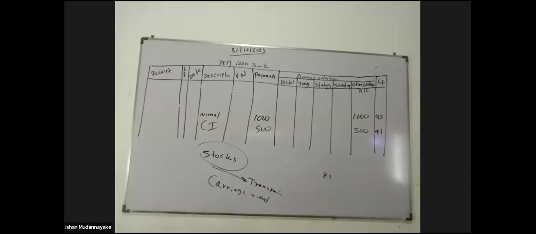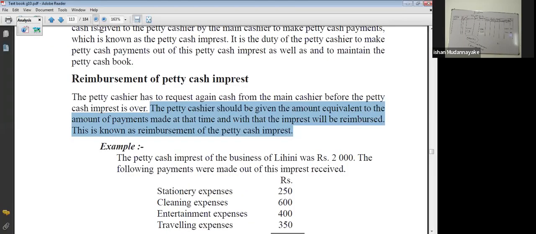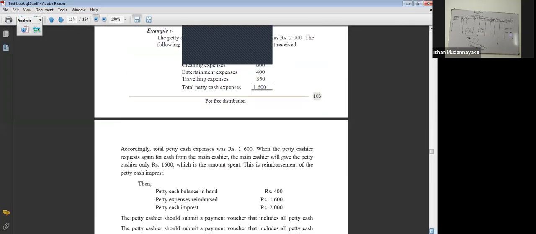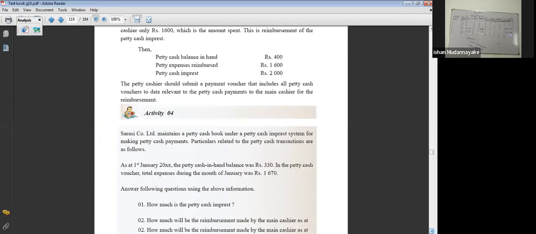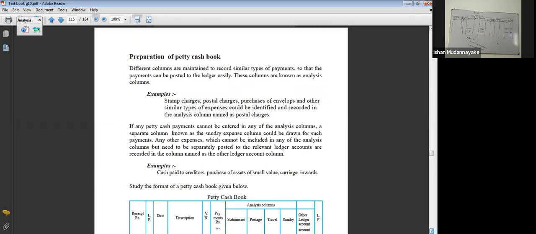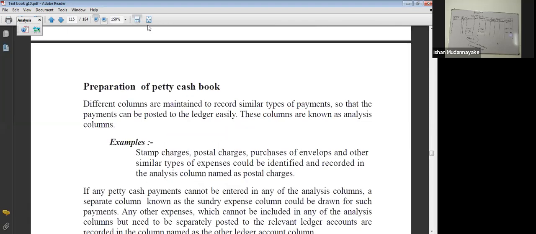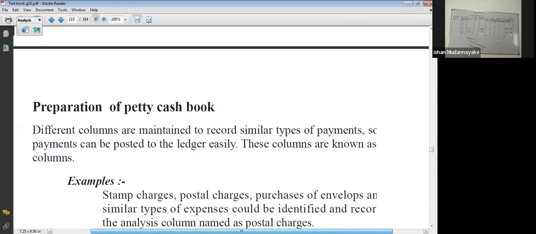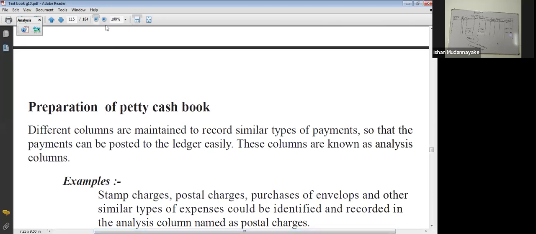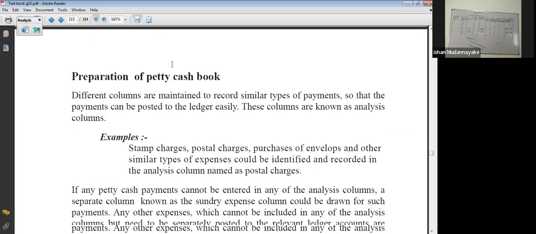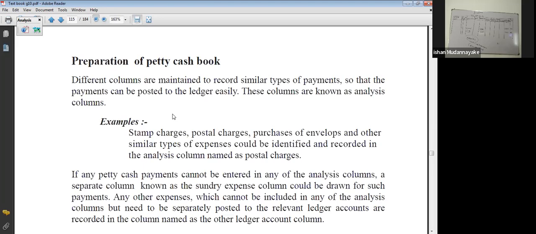Can you go to page number 105 of your textbook? Go to page number 105. Yeah, preparation of petty cash book.